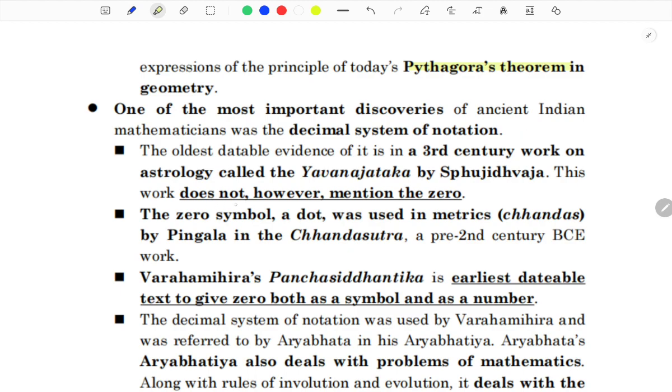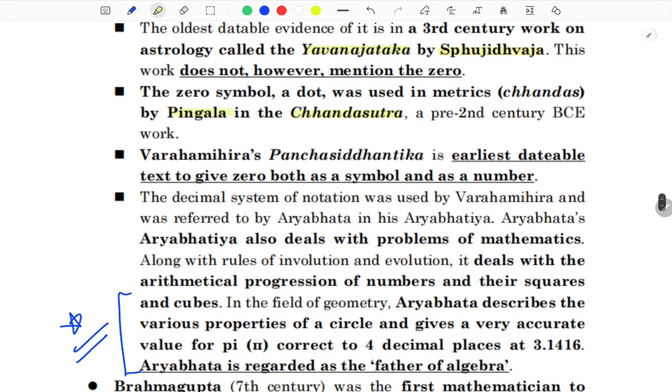So this work, however, does not mention the zero. Yavana Jataka by Sphujidhvaja. The zero symbol, a dot, was used in metrics by Pingala in the Chanda Sutra. Pingala's Chanda Sutra. Varahamihira's Panchasiddhantika is the earliest datable text to give zero both as a symbol and as a number.